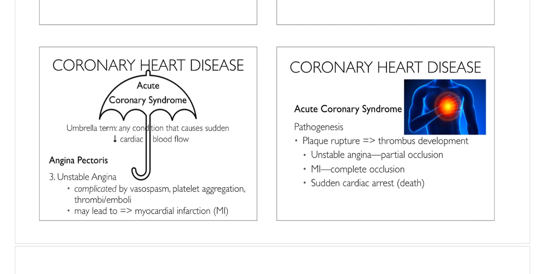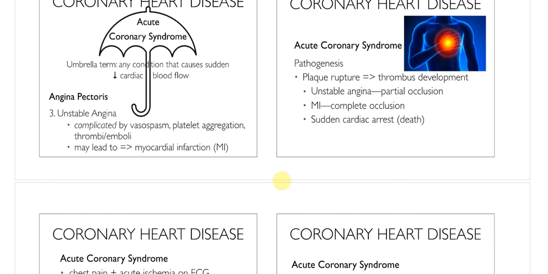So with acute coronary syndrome, which we start with unstable angina, we have that plaque rupture, which leads to thrombus development and can lead to unstable angina, which is a partial occlusion, or a myocardial infarction, which is a complete occlusion. We can also experience sudden cardiac arrest or death, which we'll cover and explain exactly what that is in a little bit.